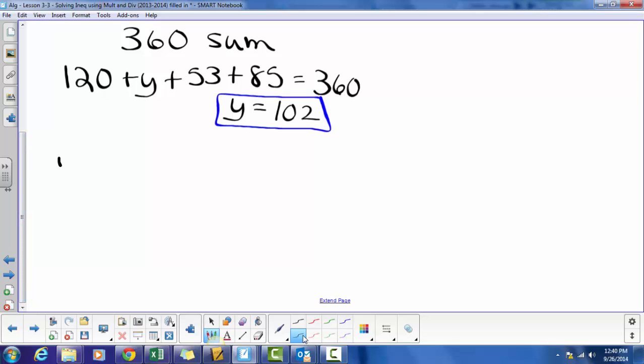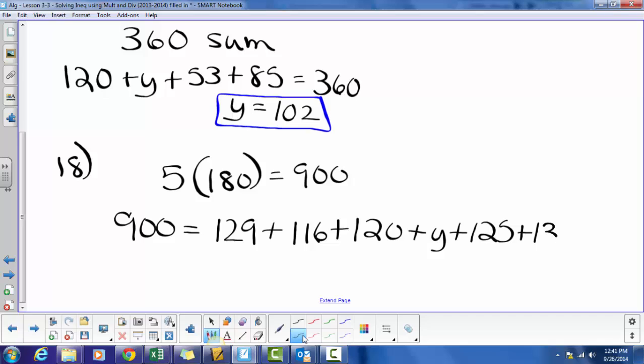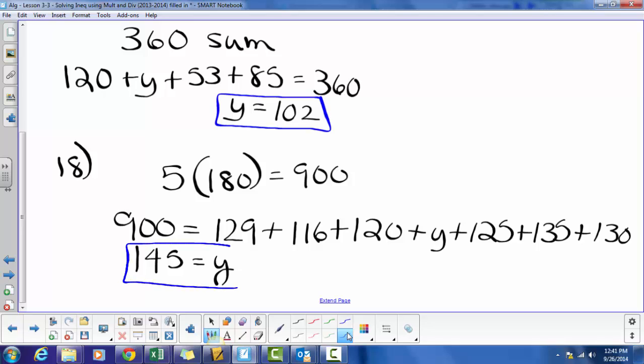Number 18, I have 5 sides, or sorry, I have 7 sides. So 7 minus 2 is 5. 5 times 180 equals 900. So the sum of the interior angles has to equal 900. So 900 equals 129 plus 116 plus 120 plus y plus 125 plus 135 plus 130. When I solve for y, I find out that the missing angle is 145 degrees. Okay?